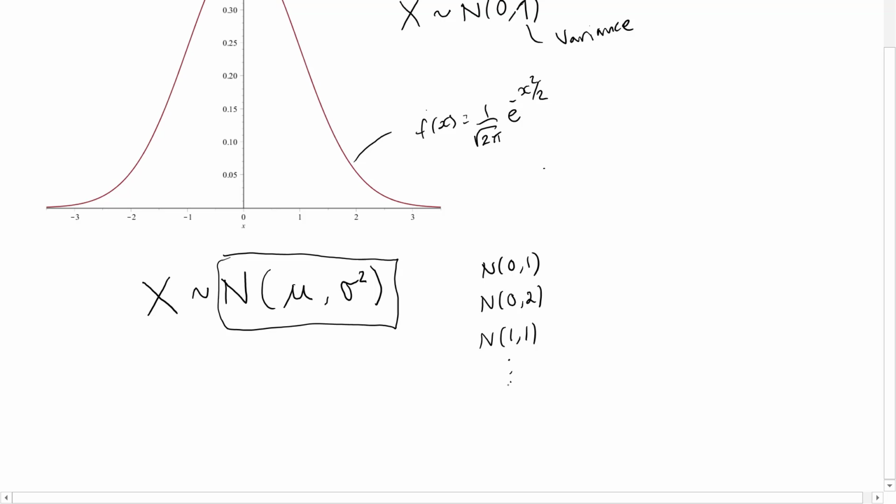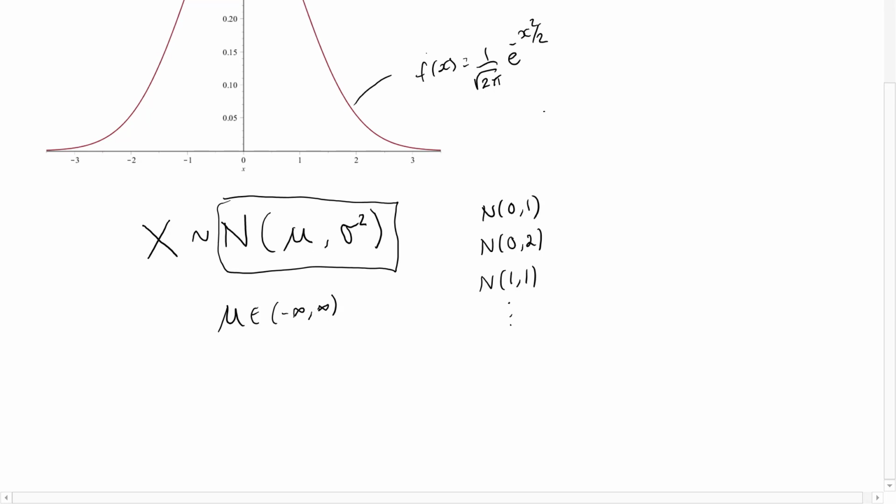You can have any real number for mu. So mu must be any number between minus infinity and infinity. And sigma squared, being a variance, can of course not be negative, so that can be any number between 0 and infinity. So not just integers are allowed here.